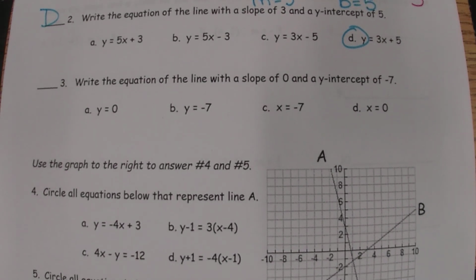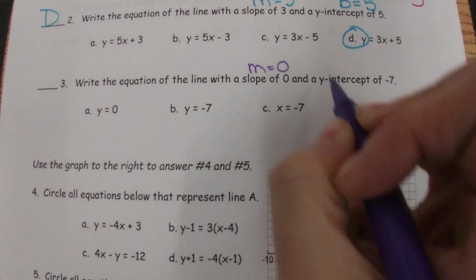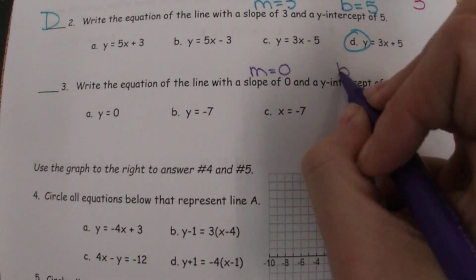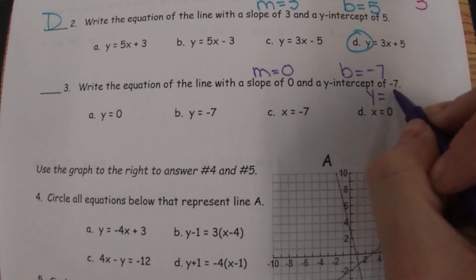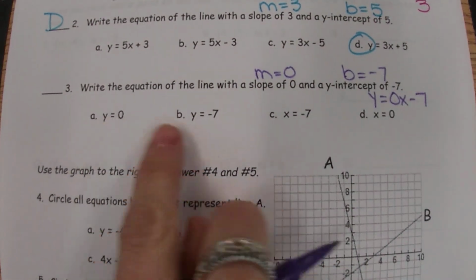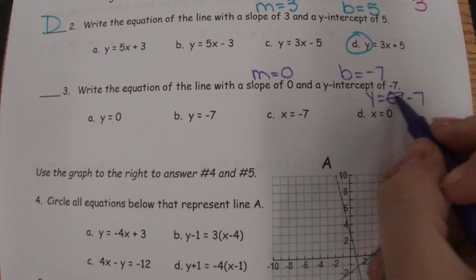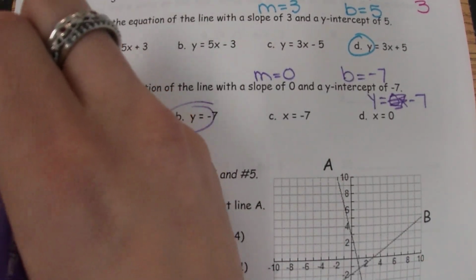Number 3, we need to write the equation of a line with the slope of 0, so that's m equals 0, and a y-intercept of -7, so b equals -7. So this will give us y equals 0x minus 7, but since we don't see that as a choice, this 0x doesn't need to be there, and we should pick B.